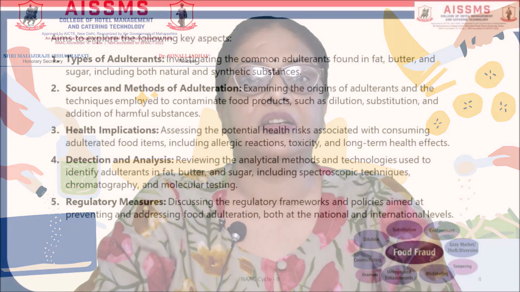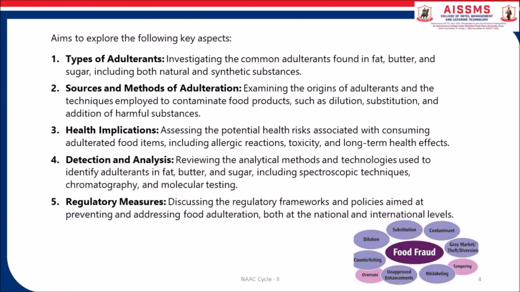Before going further, let us learn some key aspects of food adulteration. Number 1, types of adulterants. The common adulterants found in butter, fat and sugar include both natural and synthetic substances. Number 2, the source and method of adulteration. Examine the origin of adulterants and the techniques employed to contaminate food products, such as dilution, substitution and addition of harmful substances.